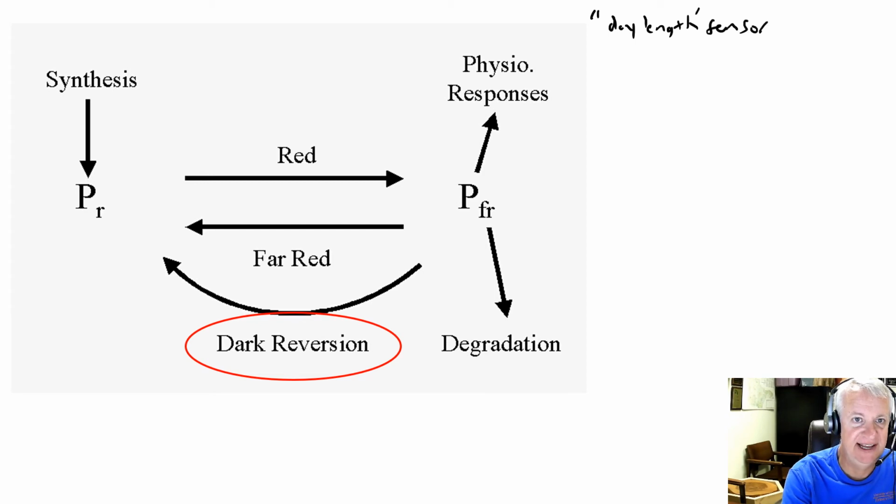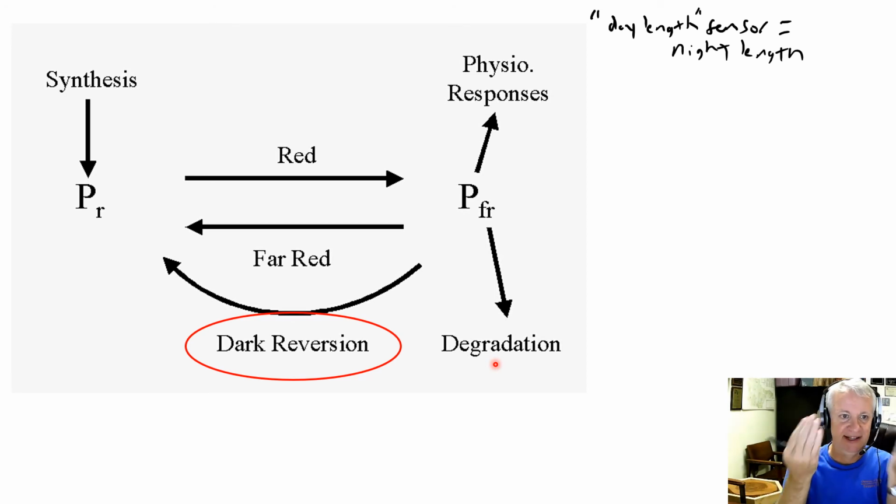And I put daylength in quotes because in reality it's actually a night length sensor. I say that because this function occurs because of this dark reversion pathway. So let's say a tree or a plant is in the light and there's some balance between red and far red phytochrome. And then the sun goes down and it's in the dark. So there's an equilibrium of some sort between red and far red. But in the dark, the far red starts reverting slowly back to the red form.